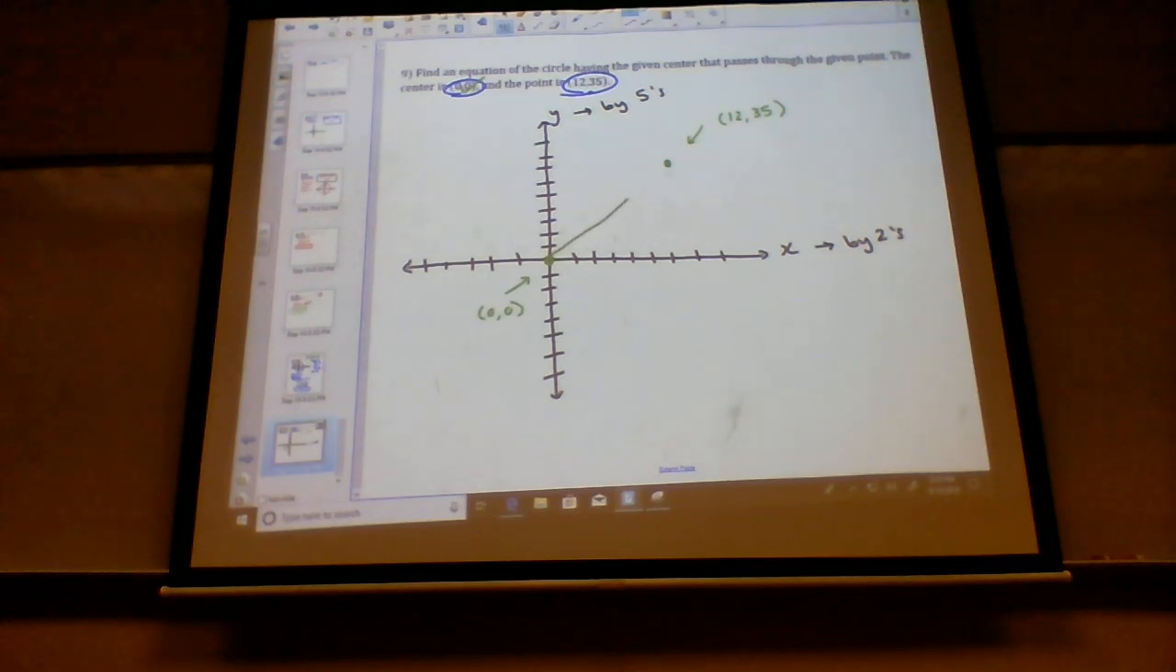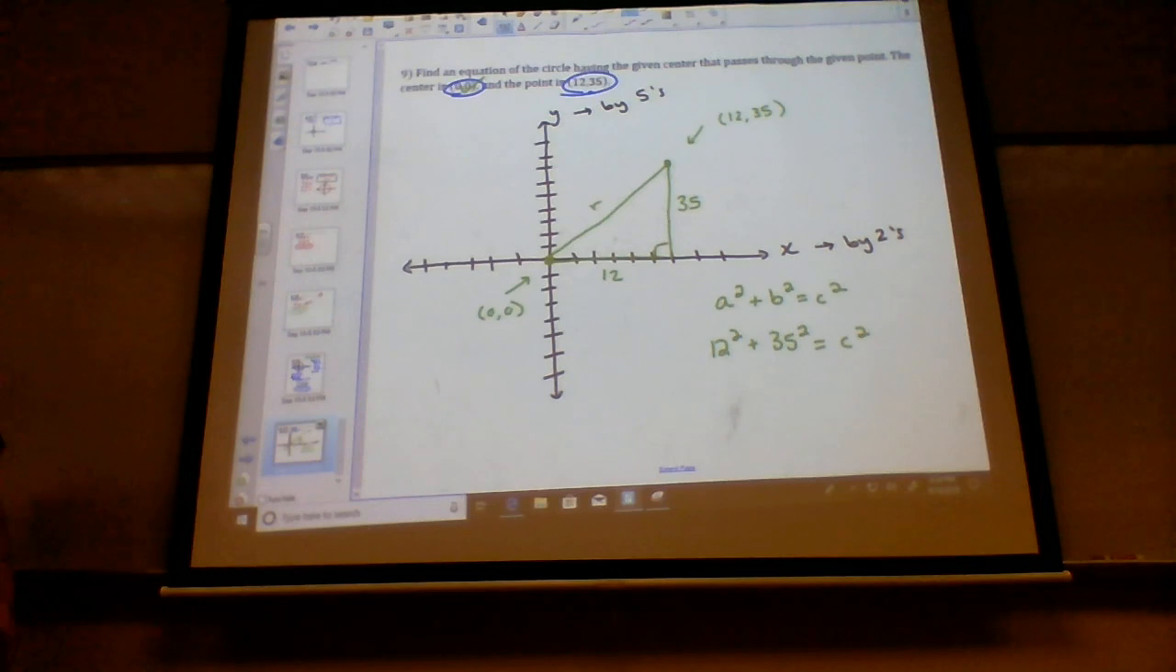So I'm going to draw a triangle. I'll always do my slanted line by connecting the 2 points, and then just drop it down and over. So I know that the base is 12 units, and the height is 35 units, and I need to find the radius. So again, I'm going to use a squared plus b squared equals c squared. So that would be 12 squared plus 35 squared equals c squared.